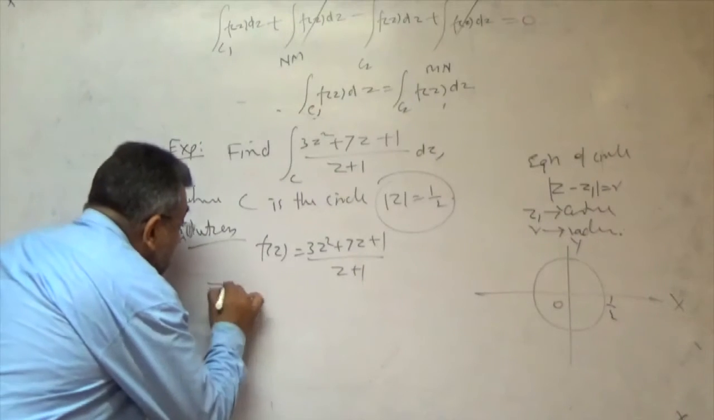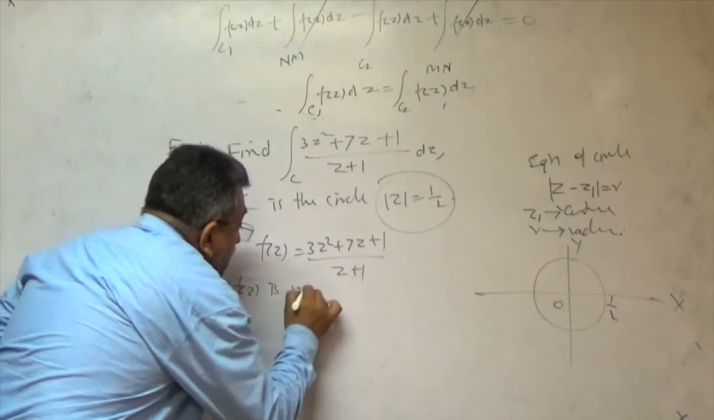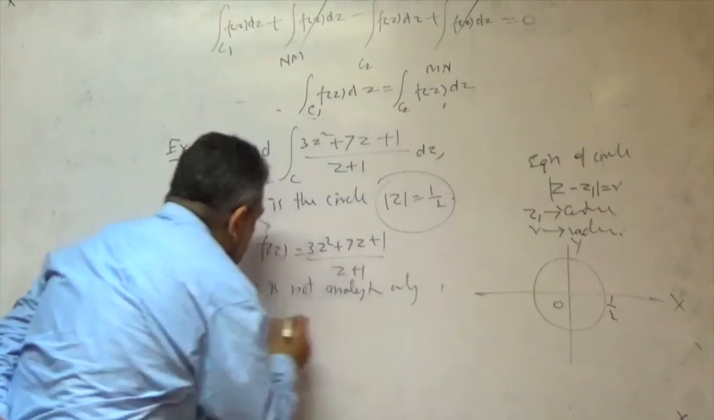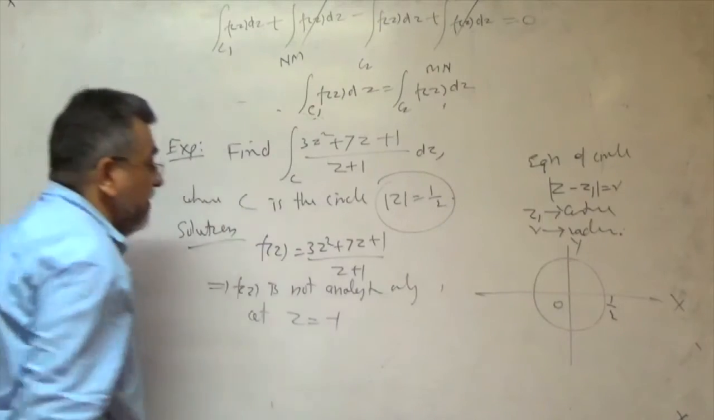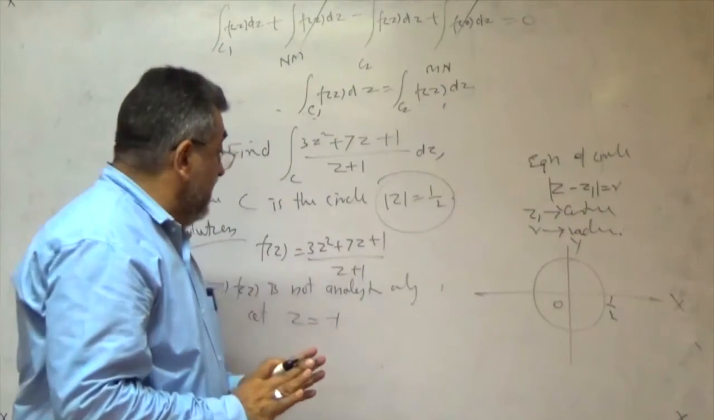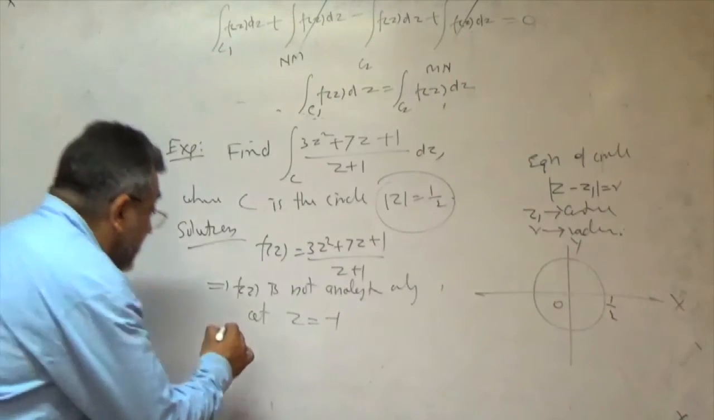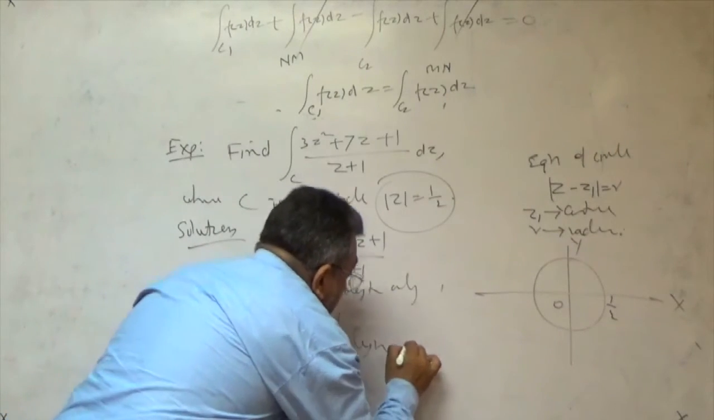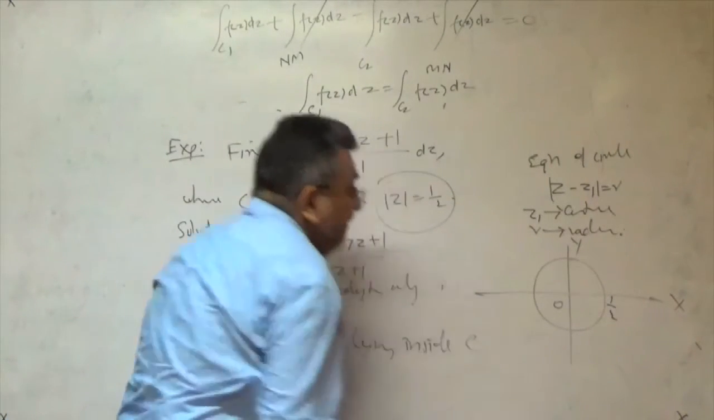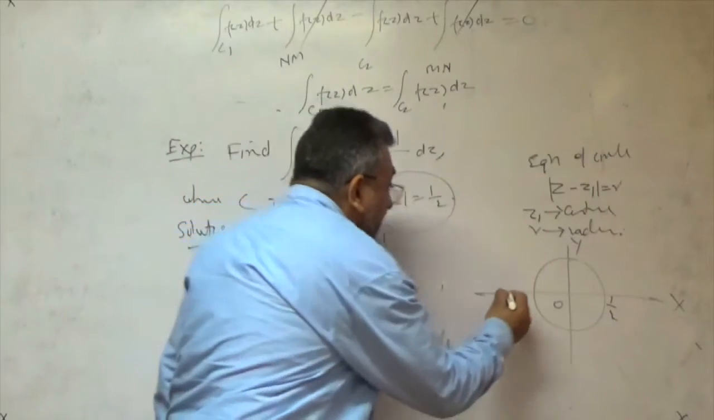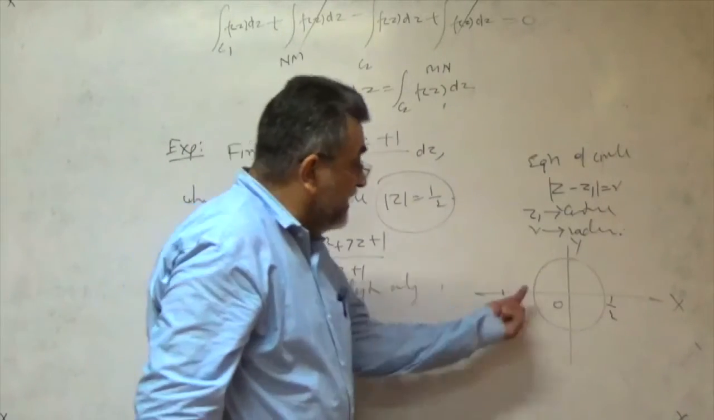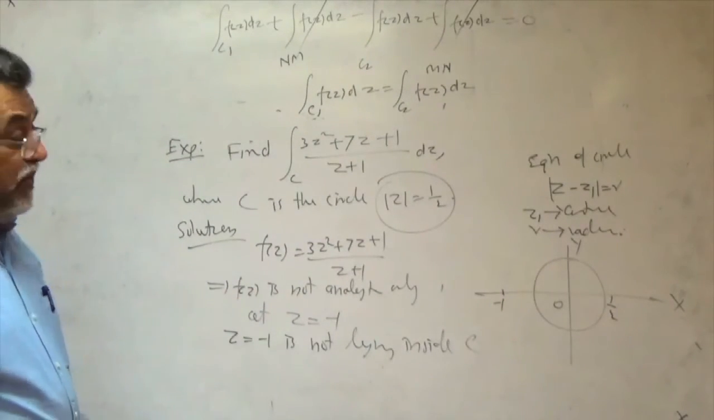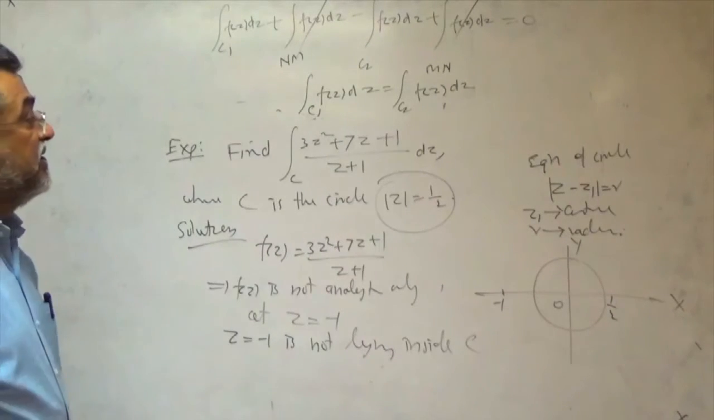We see that this function f(z) is not analytic only at z = −1, which means that is the only singular point. And here we see that z = −1 is not lying inside C, because −1 is here and the radius is 1/2. So −1 does not lie inside C, which means −1 exists outside this circle.